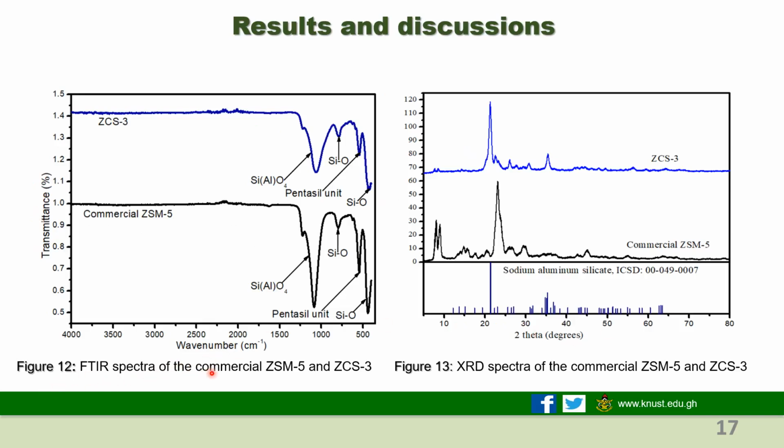FTIR spectra of the commercial ZSM5 and ZCS3. The aluminosilicate framework vibration, which is present in the commercial ZSM5 spectrum, was present in ZCS3 but broader than it is in the commercial ZSM5 and with a lesser intensity. The silicon-oxygen bond vibrations were present in ZCS3 as are observed in the commercial ZSM5.